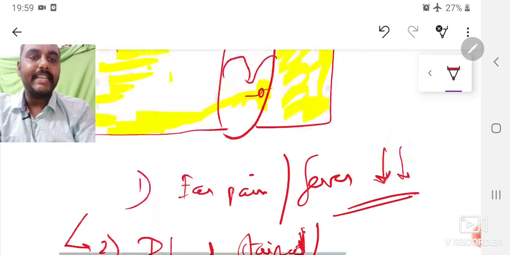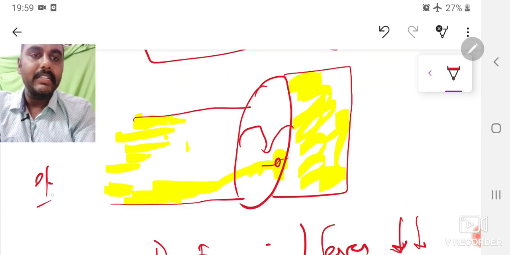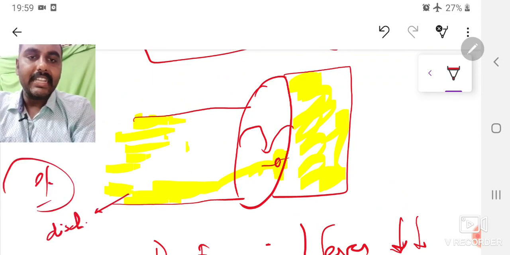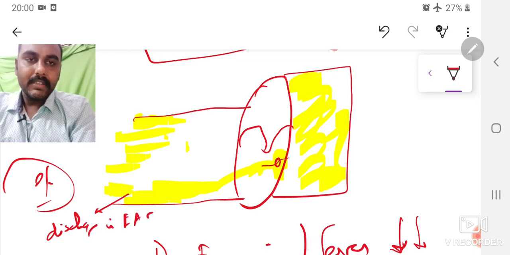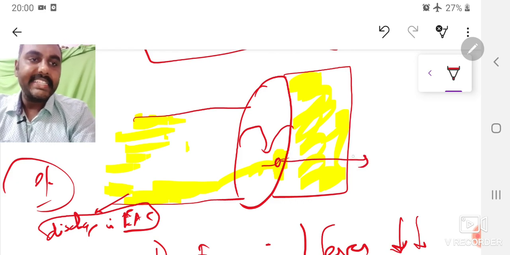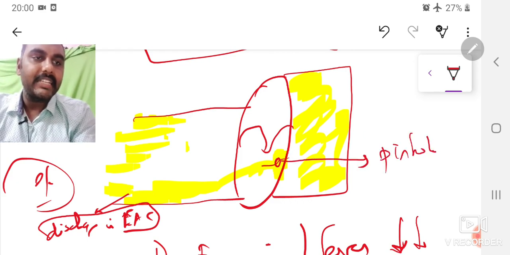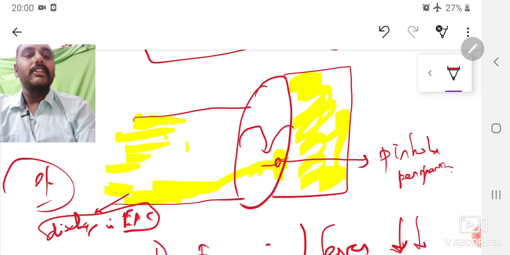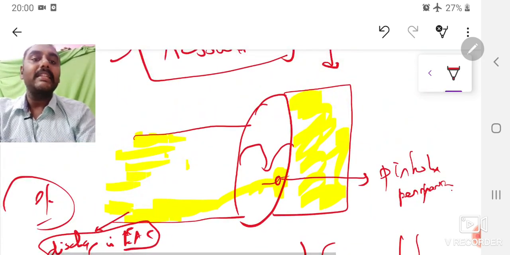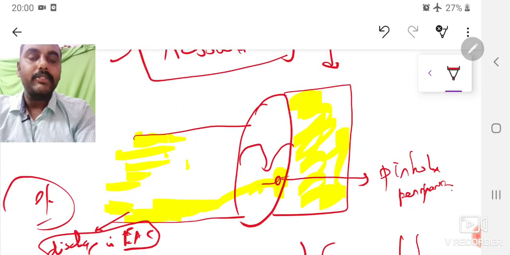So this will be the symptom the patient will present to you. When you examine the patient, the sign is that you could see some discharge along the external auditory canal. Along with that you can see a small pinhole perforation in the tympanic membrane. Okay, pinhole perforation.